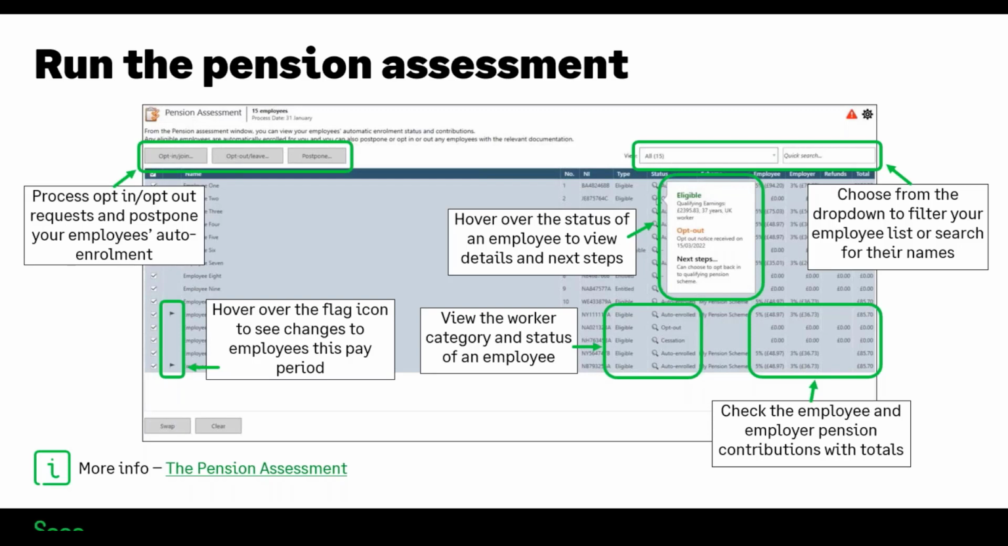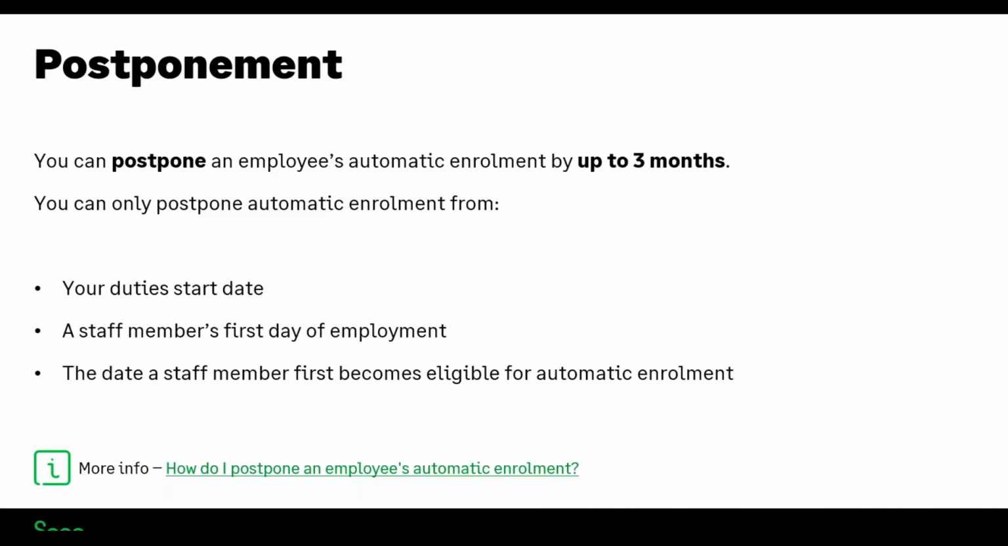And speaking of those options in the top left, that does lead us nicely onto the next section, which is processing postponement. So I'm going to go through a little bit of an overview of what this is and also what opting in and opting out is before we go back into the demo. So as you know, an eligible employee is automatically enrolled into your pension scheme in the pension assessment. But for a variety of business reasons, you can actually postpone an employee's automatic enrolment by up to 3 months.